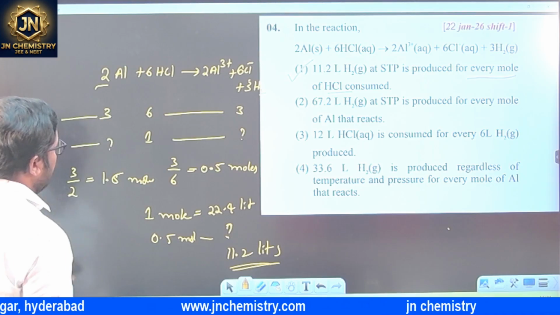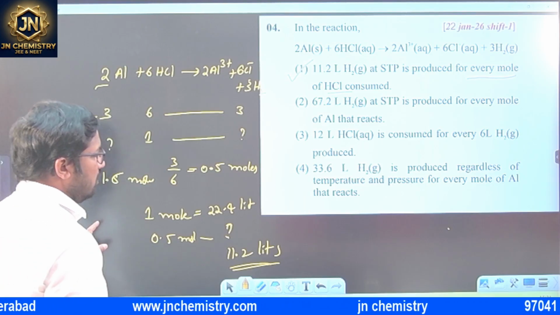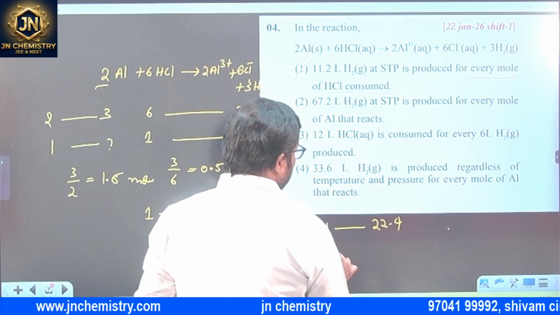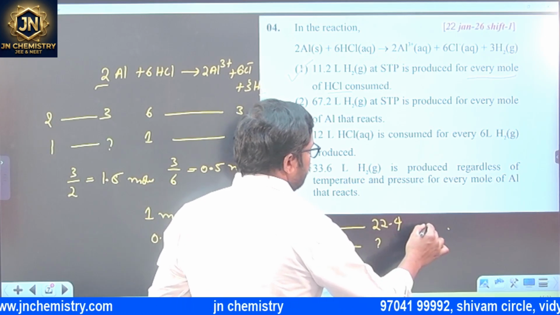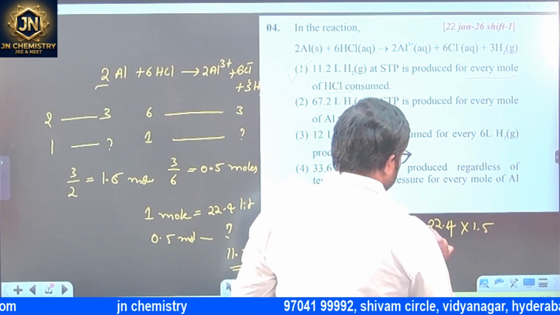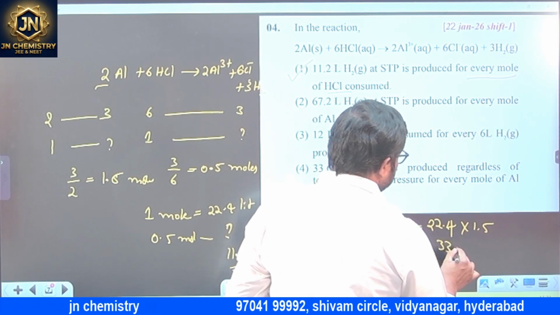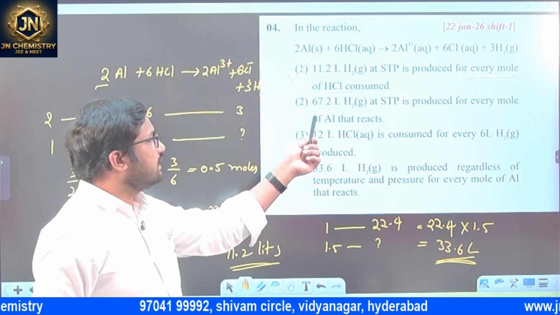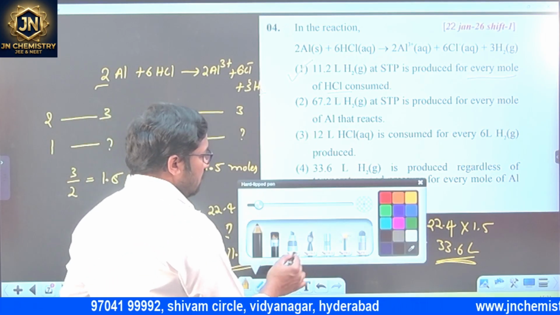1.5 moles. 1.5 moles means what? So 1 mole is 22.4 liters. So 1.5 moles is how much? 22.4 into 1.5, we'll get approximately 33.6 liters. But what they have given is 67.2. So this is the wrong one.